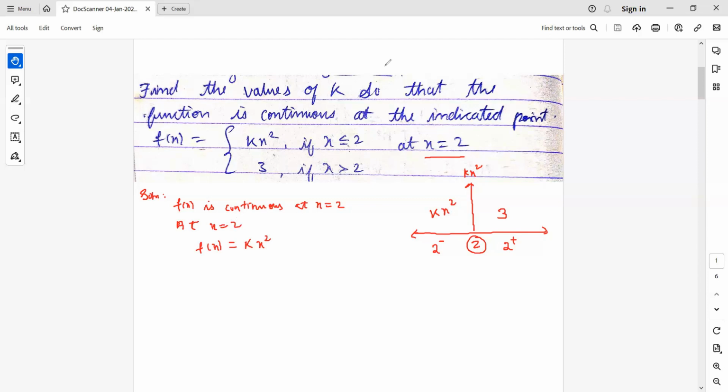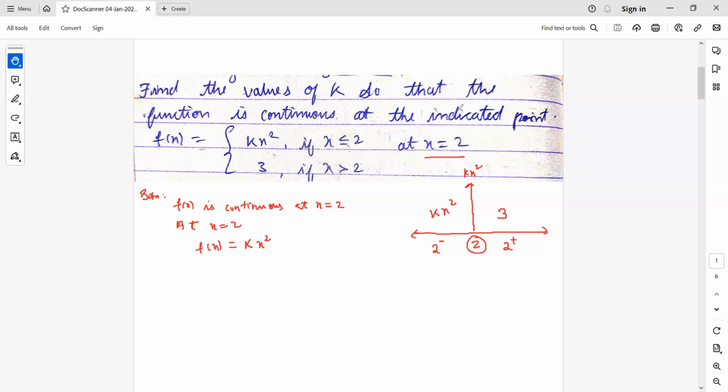Okay, so we will continue with the next part. Here, at x equal to 2, f of x is equal to kx square. On simplifying, f of 2: x is replaced by 2, so it will be k times 2 square, which is 4k. So the f of 2 value is 4k.